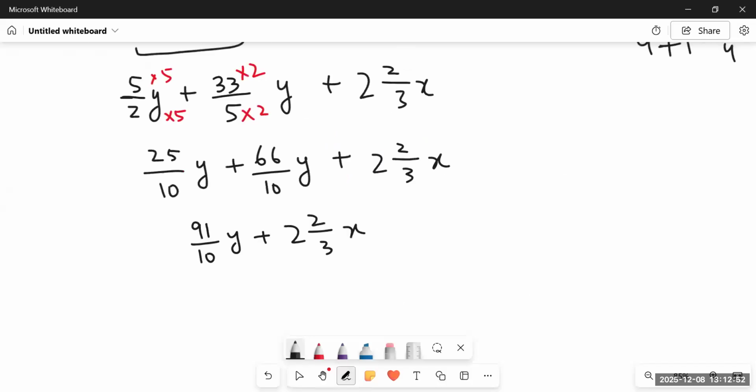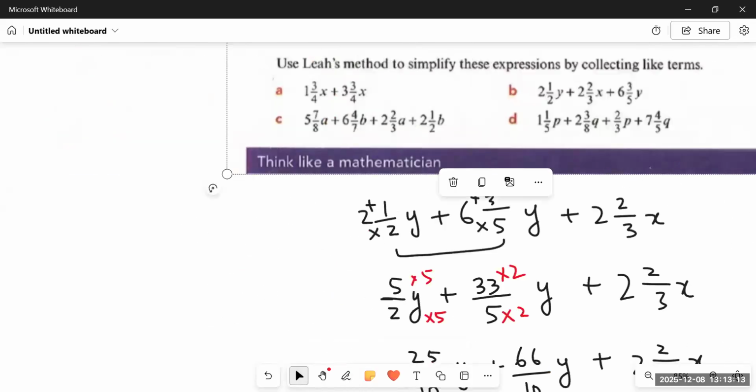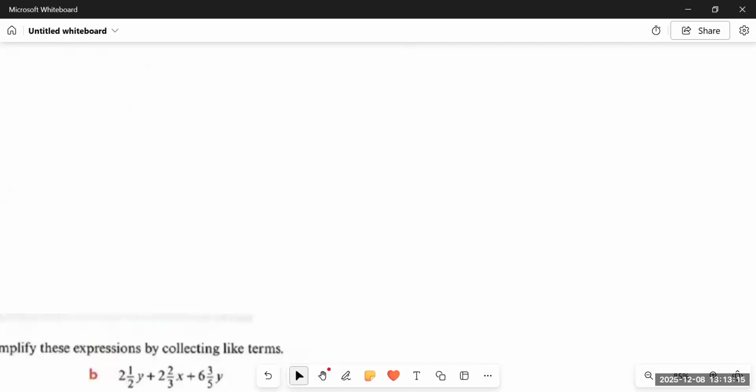After that, we will simply divide 91 by 10. 10 into 9 is 90, and here we have 1. So it becomes 9 whole 1 over 10x plus 2 whole 2 over 3x would be the final answer. Right? Now let's do the other questions the same way.